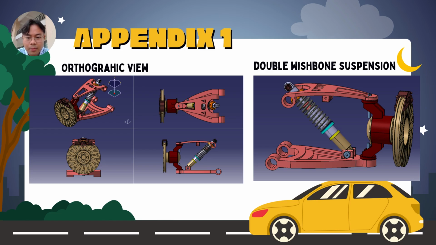So here is appendix 1. We have the orthographic view and double wishbone suspension model.